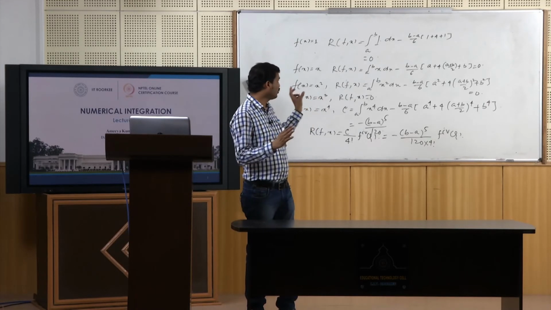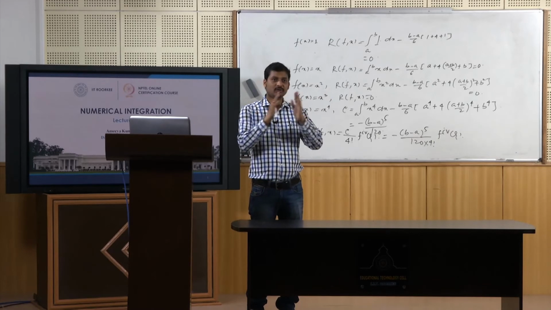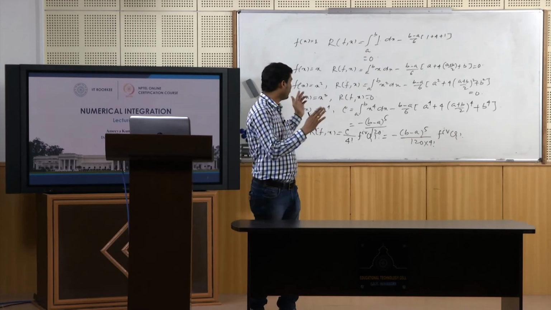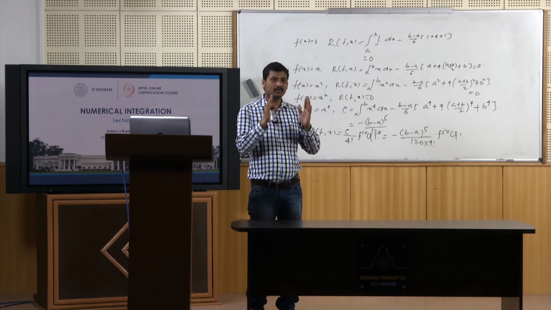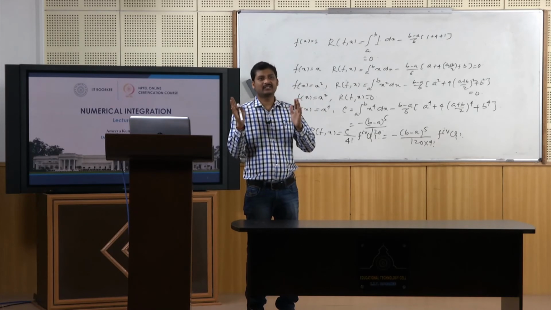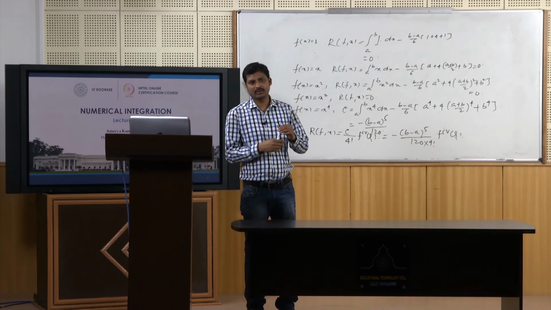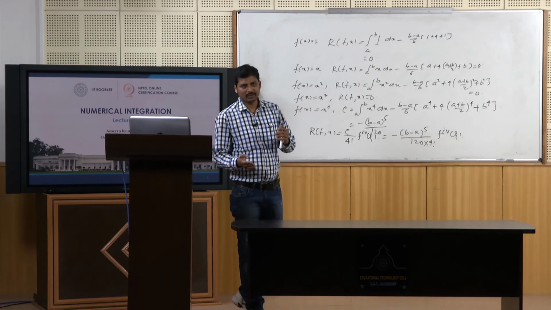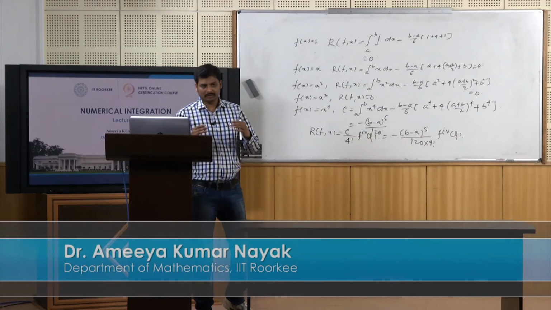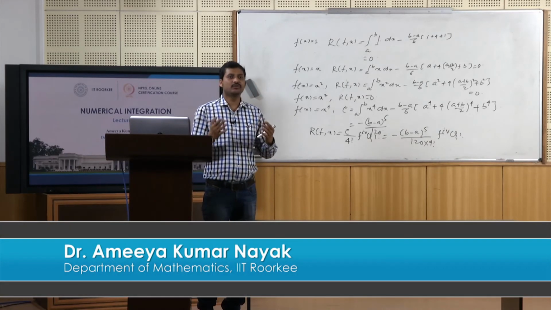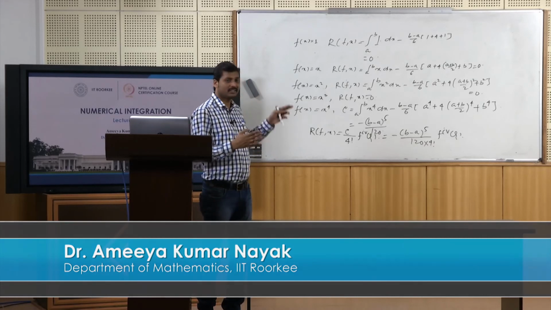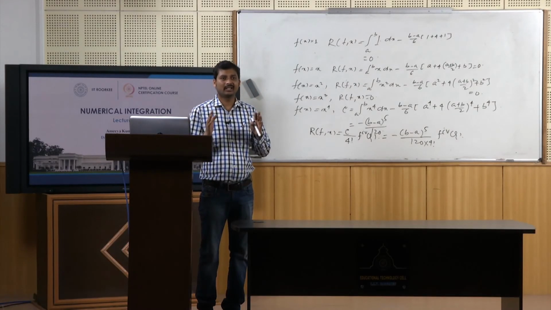In the trapezoidal rule we used n equals 1, and if we extend that to n equals 2, the error is reduced. So it is always impressive to choose smaller step sizes to get less error.